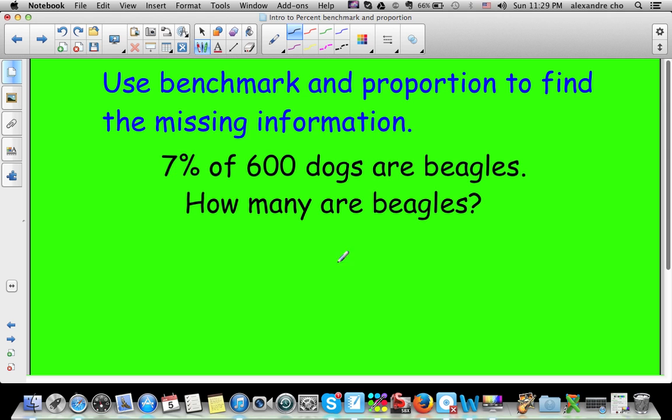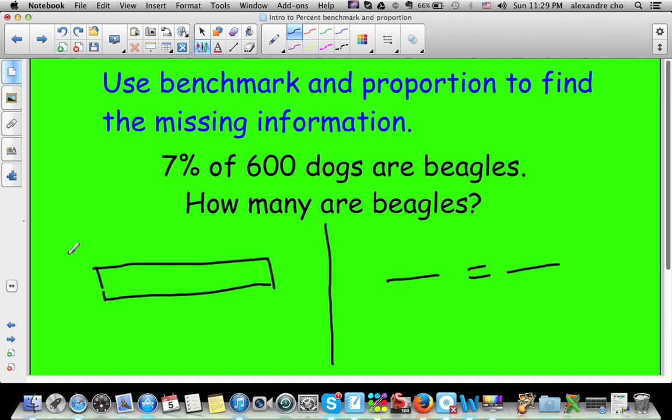Okay, so in your proof, I want you to copy that question and create a little line at the bottom, and you're going to do this on one side, and you're going to create this on one side. All right, so you're going to use both ways. So let's write beagles here, percent at the bottom. So that's 0%, this is 100%. That's 0 dogs, and this is 600 dogs.